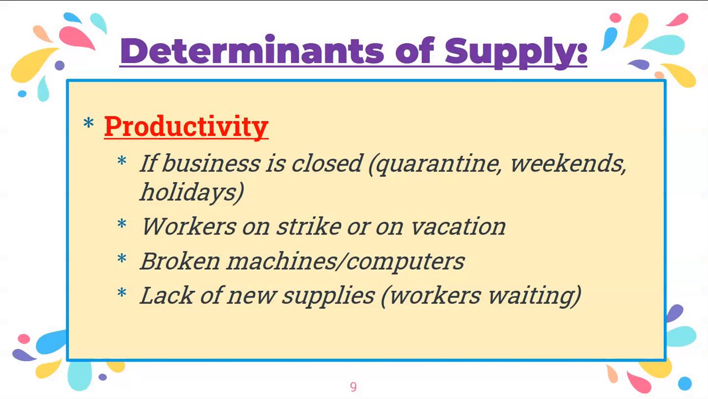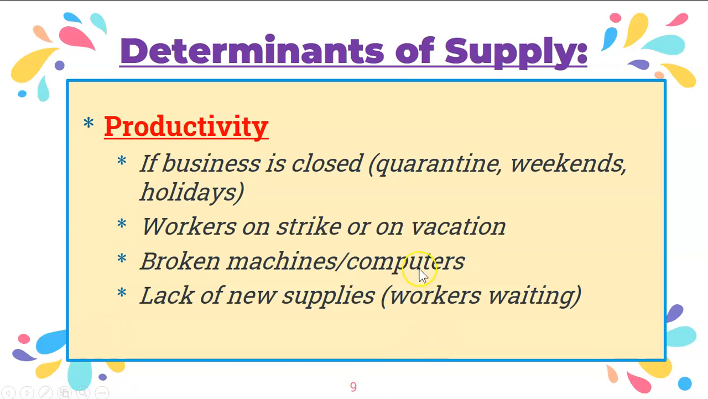Productivity. This is a huge one. So if the business is closed, like quarantine, weekends, holidays, whatever, if no one's working, none of the product is being produced. So it makes sense that they're not being productive because they're not producing any more of the product.